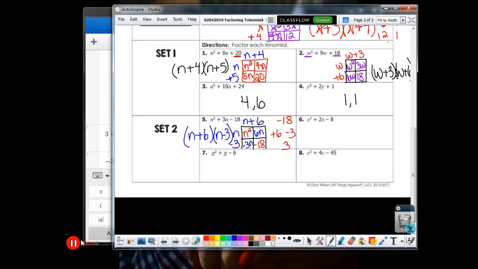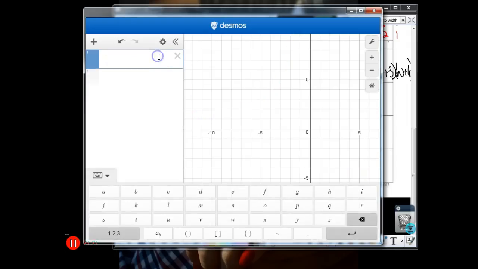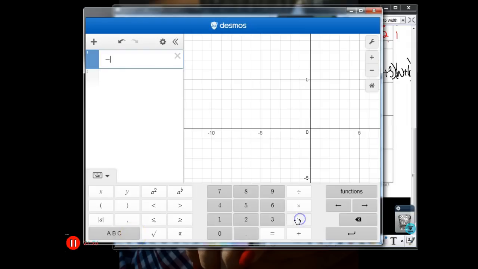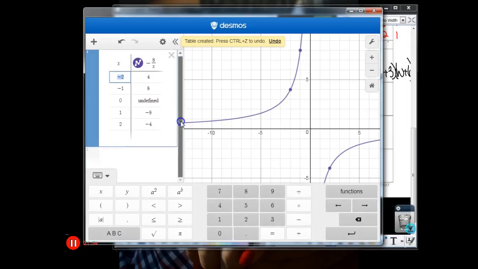Number 6, x squared plus 2x minus 8. So draw my box. All right. So what stays? X squared and negative 8. So I need two factors of negative 8 that add up to 2. So let me go to my Desmos and check them out. Exit all this. So negative 8 divided by x, sorry. Divided by x. Okay. So then I'm going to change this to a table.